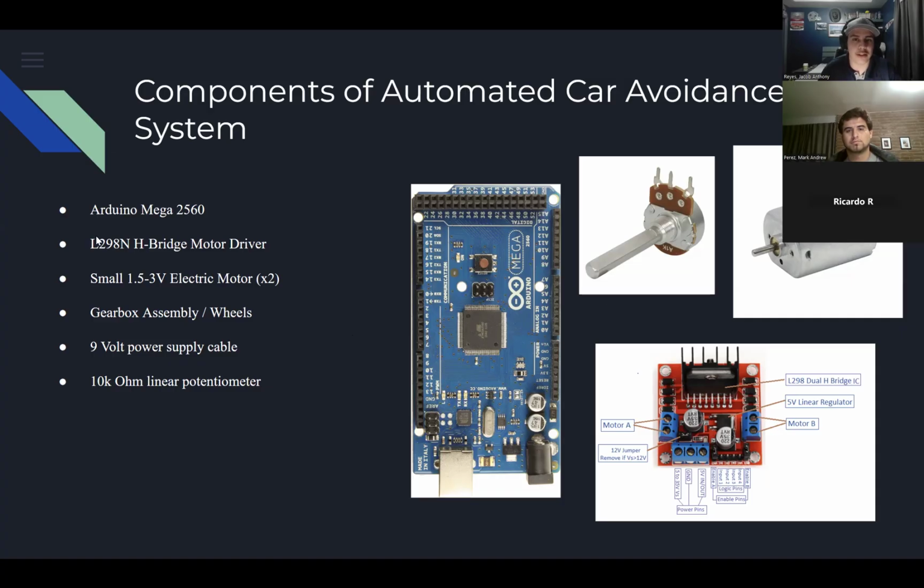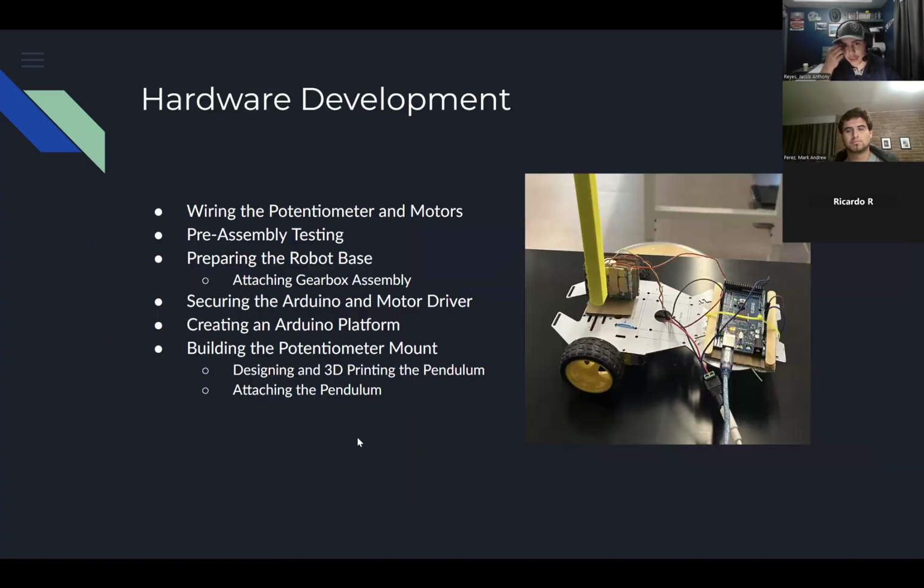This is a list of things we did for hardware development. We first started by wiring the potentiometer and the motors. We used a soldering station to wire three external wires to the potentiometer, which would be the power, the ground, and the wiper. And we also wired two wires for each input of the motors.